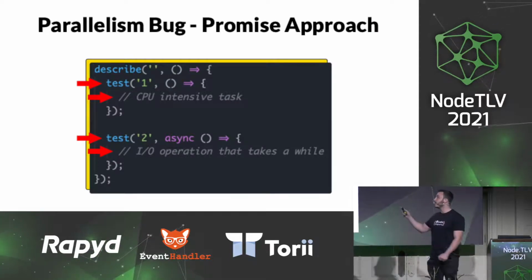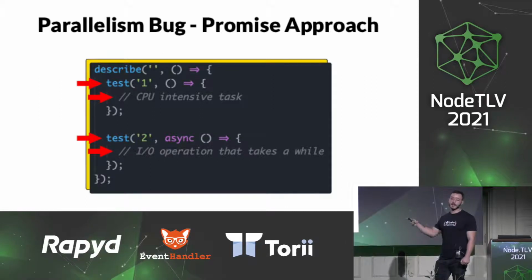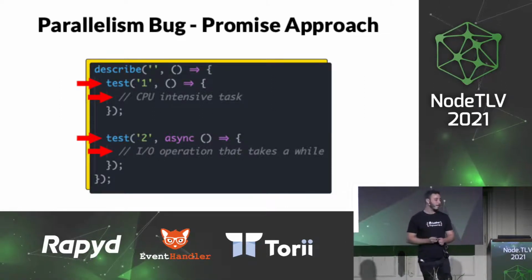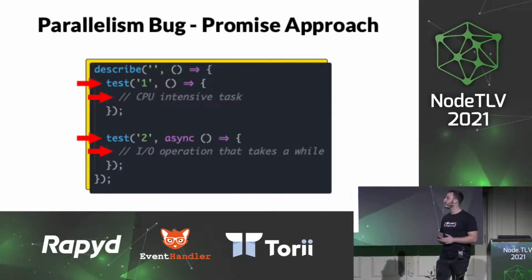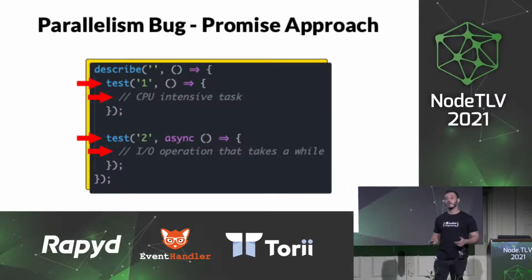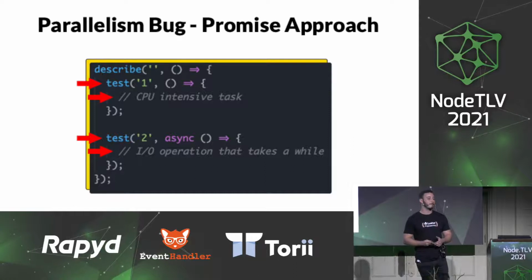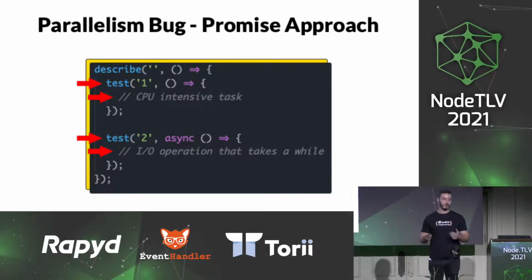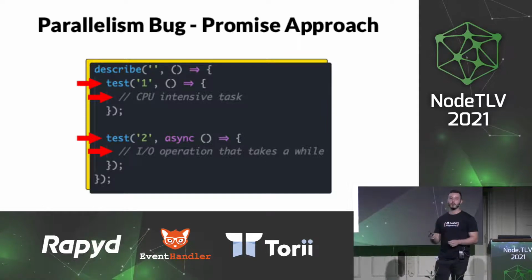Here we can see two tests, and these tests are in the same file, so we can only use multi-threading here. If we look carefully, the first test does some CPU-intensive task on the JavaScript main thread, and the second one does some I/O operation that just takes some time. Now, I also want you to assume that our framework only supports the promise approach here, and usually each framework will only support a single approach.